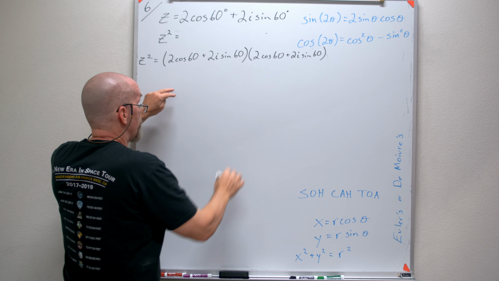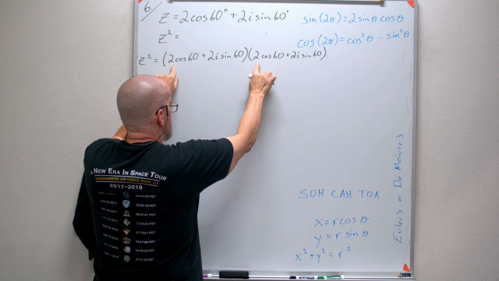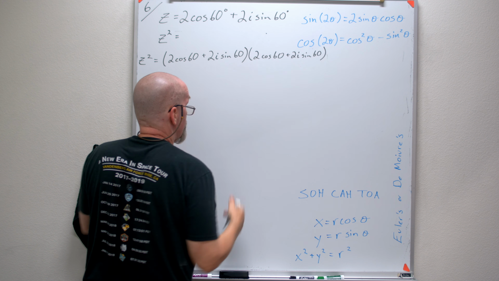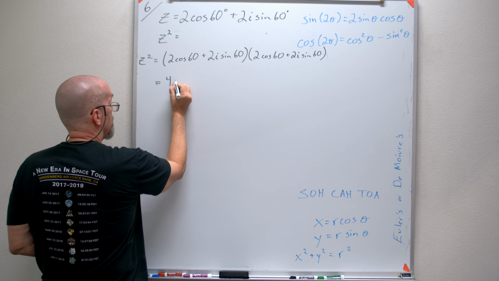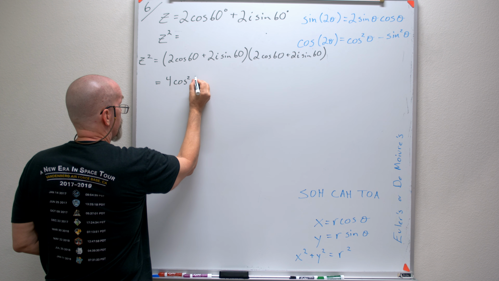So if we do this, first times first, these 2, 2 times 2 is 4, cosine 60 gives us a cosine squared 60. So this is going to be a 4 cosine squared 60.